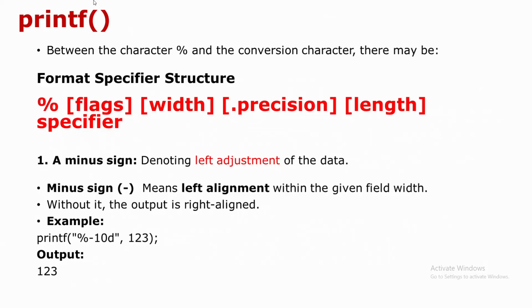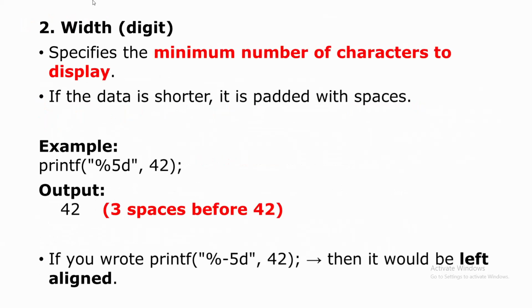Now let us understand the first flag, the minus sign. The minus sign tells the computer to align the output towards the left. Without the minus sign, the value is aligned towards the right. Suppose we write printf, %-10d, comma, 123. Here 10 means reserve 10 spaces. The number 123 will be printed at the left and the remaining spaces appear after it.